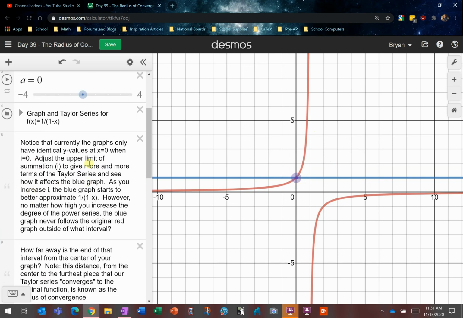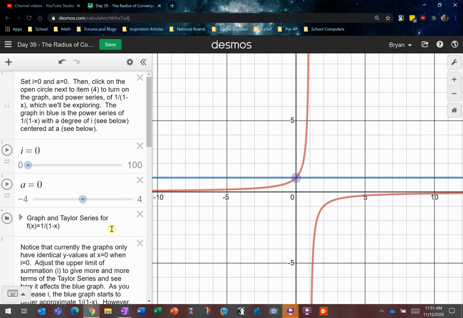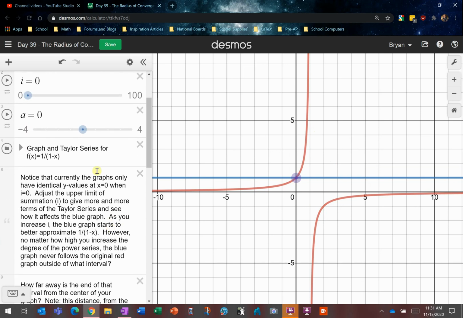Not a surprise there. Adjust the upper limit of summation. Well, the upper limit of summation is, I think, going to be this I right here. Upper limit of summation, I, to give more terms of the Taylor series. So currently we're at a 0th degree polynomial, which is always a horizontal line. If I give it 1 degree, we get a tangent line, because now we added on plus x to the first. And now, at least at this point, 1 over 1 minus x and the tangent line share both the value of y and the value of y prime. They share the same slope. Okay, now what are we doing?